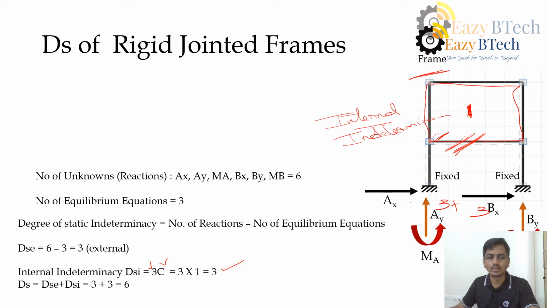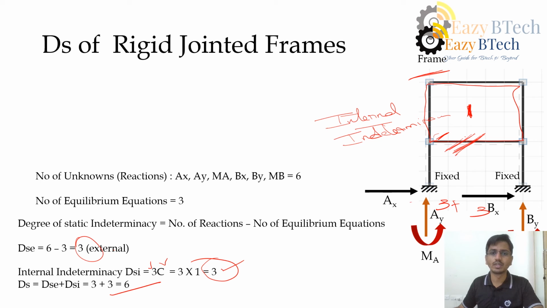Now the overall degree of static indeterminacy is nothing but the external indeterminacy plus the internal indeterminacy. The external indeterminacy we got is 3 here, and the internal indeterminacy we got here is 3. 3 plus 3 gives rise to 6. So 6 is the static indeterminacy for this frame structure. So this was an example for a rigid jointed frame.